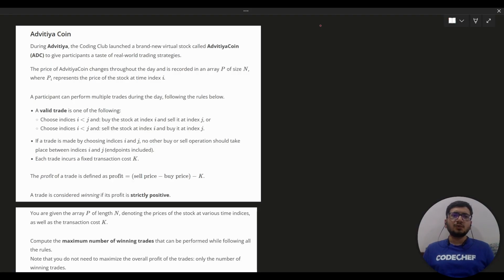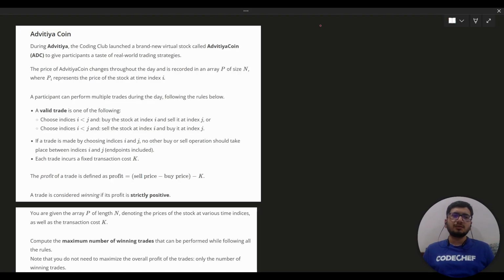During Advitiya, the coding club launched a brand new virtual stock coin called Advitiya coin, ADC, to give participants a taste of real world trading strategies. The price of ADC changes throughout the day and is recorded as an array P of size n, where each element represents the price of the stock at that index i. Now, a participant can perform multiple trades during the day following the rule.